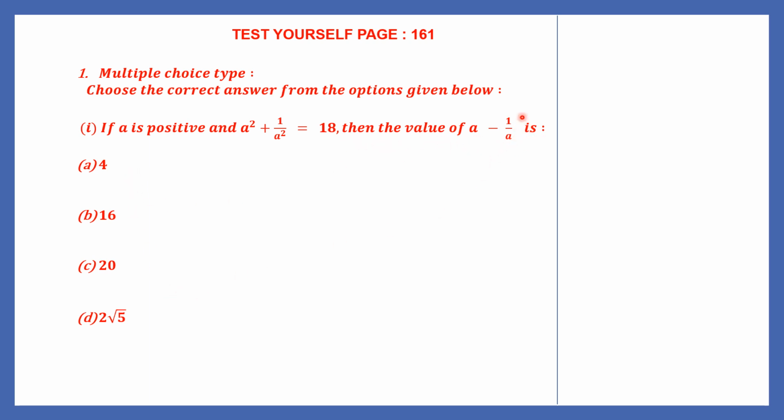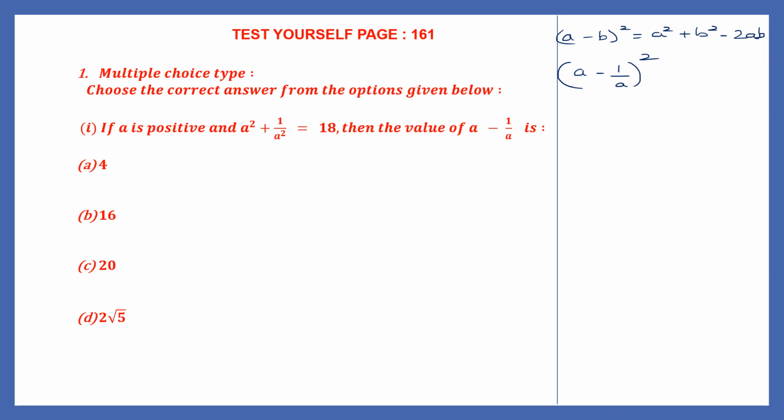Okay, so we have to find the value of a minus 1 by a. So let's take the square of that, that is a minus 1 by a the whole square. Now we are going to use the identity, that is a minus b the whole square. So this will be a square plus b square minus 2ab. So this formula we're going to apply here. That means a is going to be just a and b is going to be 1 by a. So now we are going to use this formula and apply all this then.